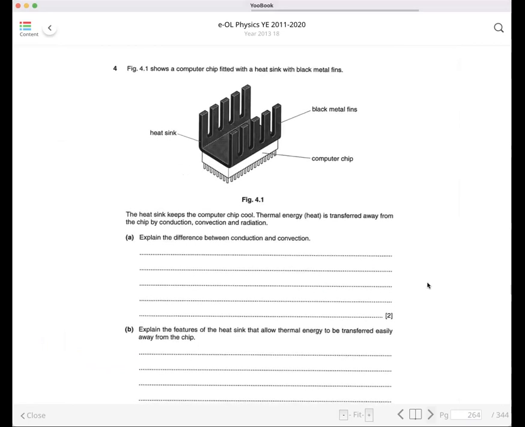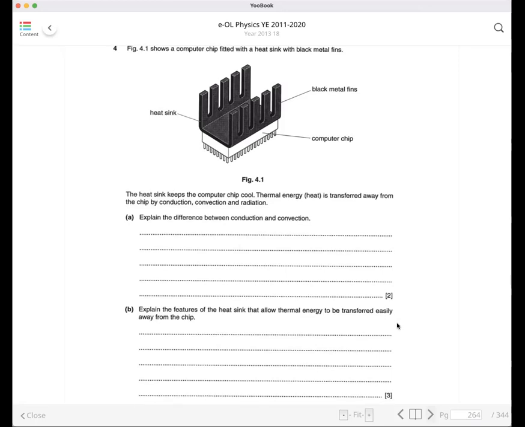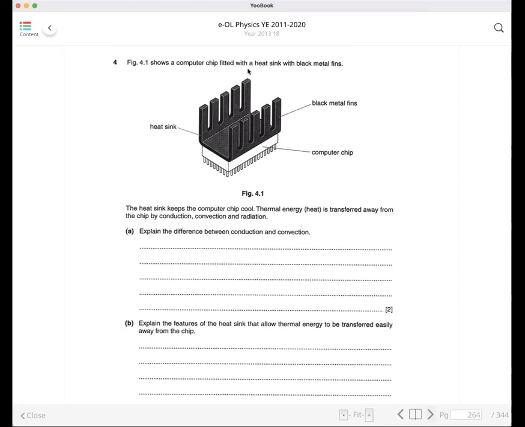Okay, let's look at this question. I will not go through this unless you want me to help. Explain the feature of the heat sink that allow thermal energy to be transferred easily away. So you need to explain a few things. Let me just explain very quickly a few things.